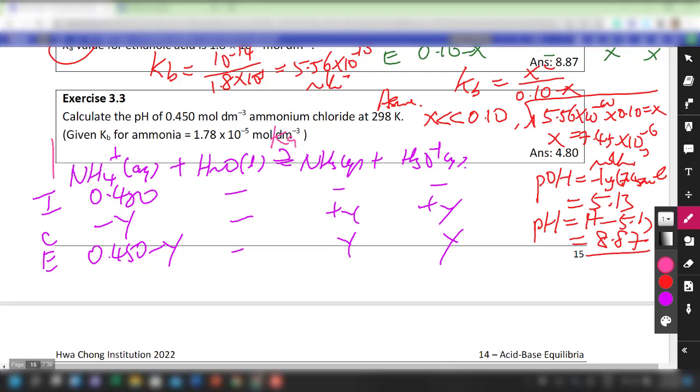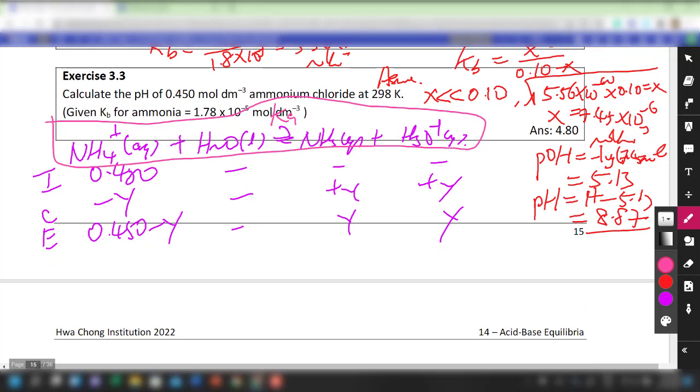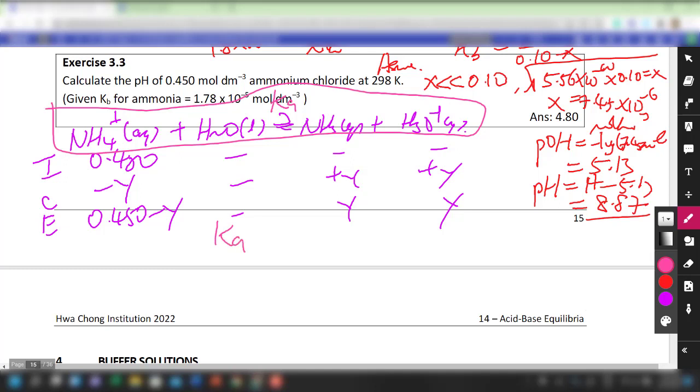Kb of ammonia is given to be 1.78 × 10⁻⁵. But for this particular equation, we are defining Ka because we are looking at the hydrolysis of the conjugate acid. So we need to find Ka, which is equal to 10⁻¹⁴ divided by 1.78 × 10⁻⁵. Let me just calculate to see what I'm going to get. I'm going to get 5.62 × 10⁻¹⁰ mol dm⁻³.